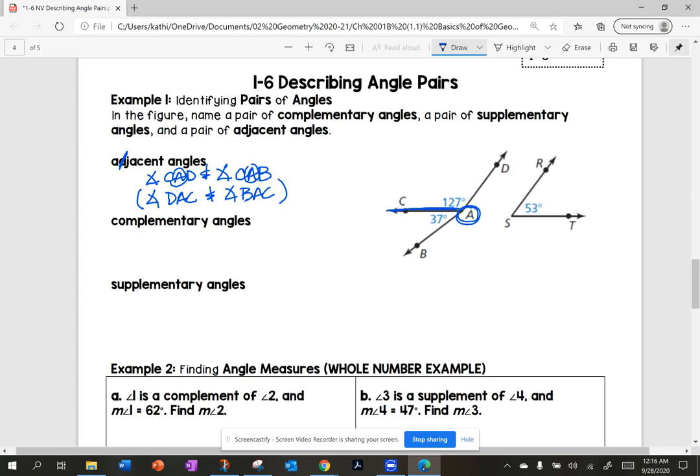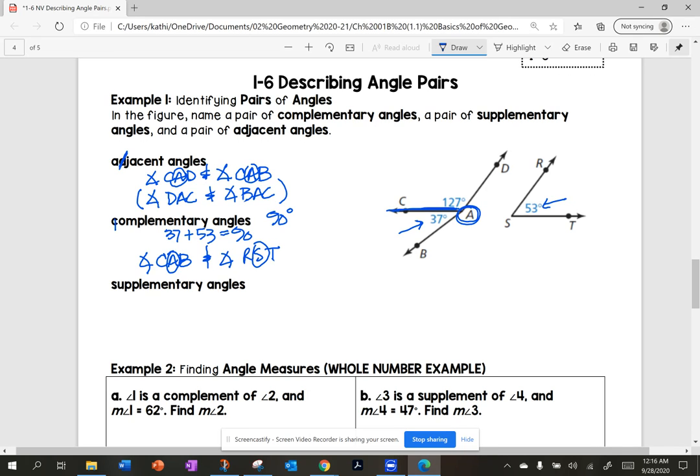All right, let's find some complementary angles. So complementary angles, that means I total 90 degrees. So if I look at 37 degrees and 53 degrees, I know 37 plus 53 equals 90. So I know I'm talking about angle CAB and angle RST. So I need to make sure I'm saying the vertex is the middle letter.